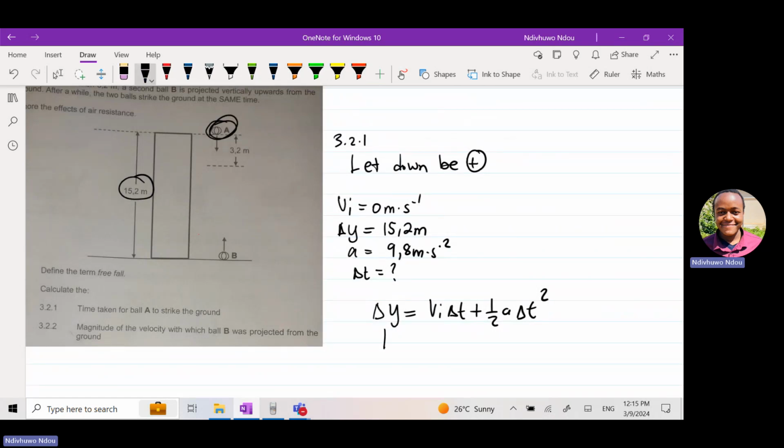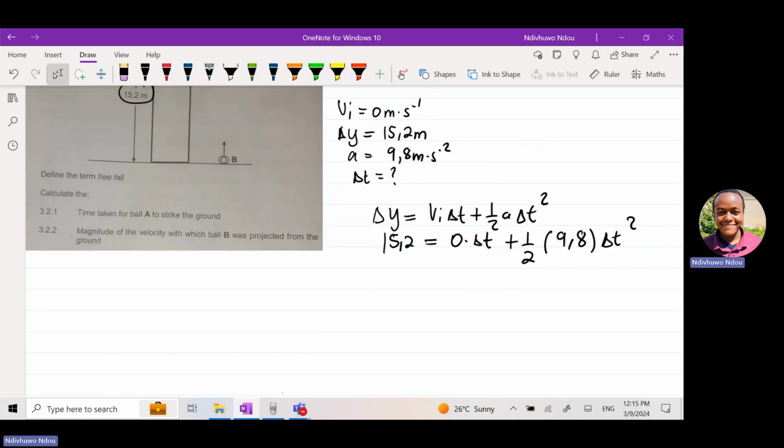So my change in y is 15.2. My initial velocity is 0 times change in time plus a half. My gravitational acceleration is 9.8, right? Change in time squared. So the rest is just doing the maths. Then we can find the time it takes for ball A to reach the ground.